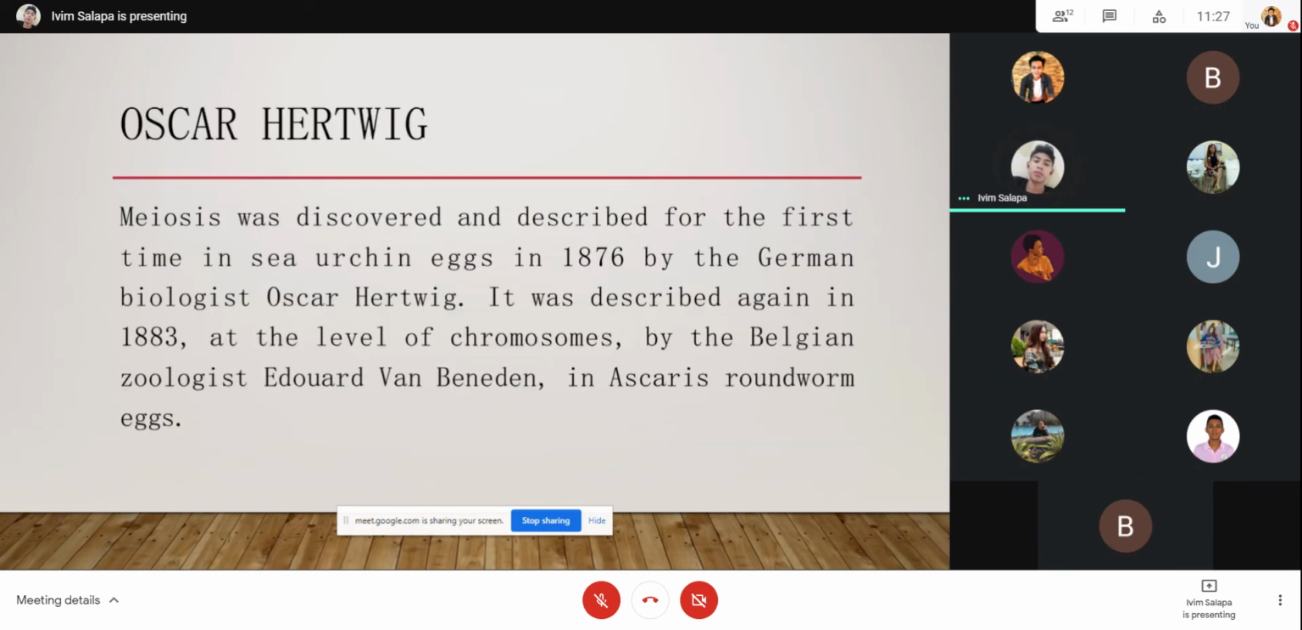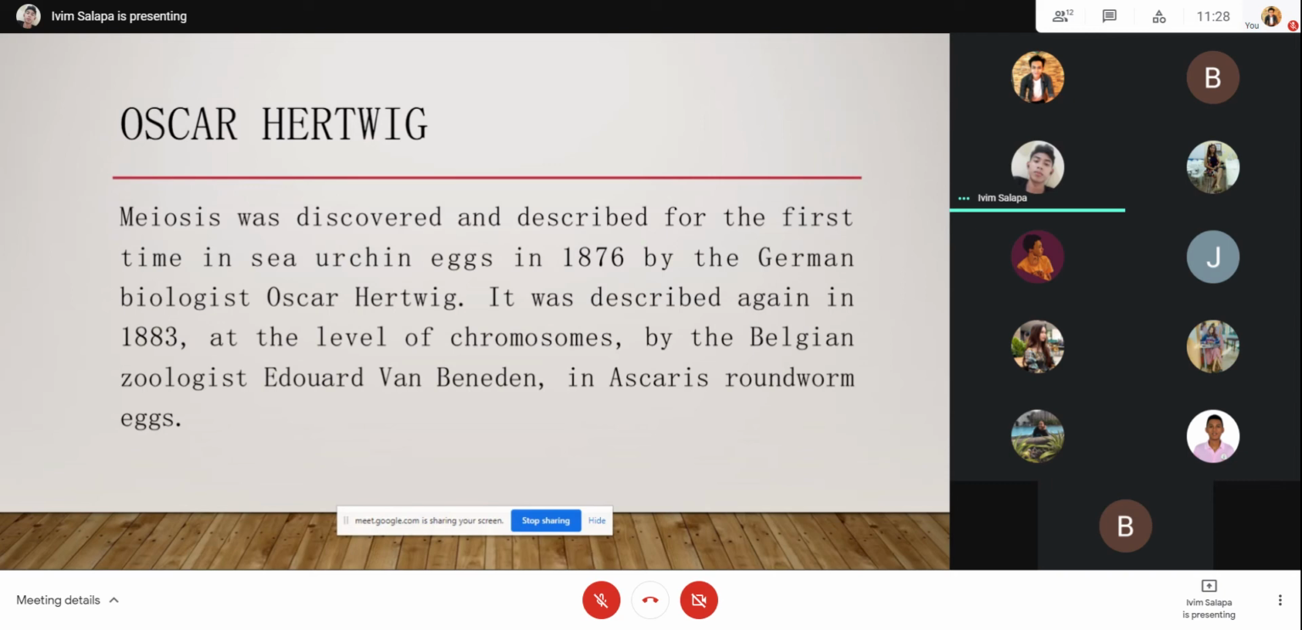So the person to discover meiosis is zoologist Oscar Hertwig. Meiosis was discovered and described for the first time in sea urchin eggs in 1876 by the German biologist Oscar Hertwig. It was described in 1883 at the level of chromosomes by the Belgian zoologist Edward van Beneden in Ascaris roundworm eggs.